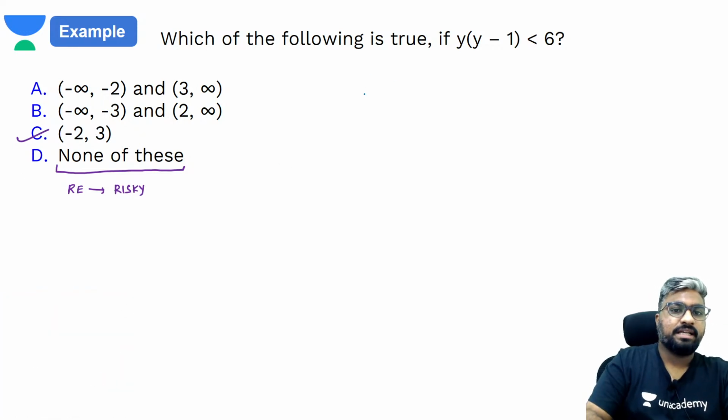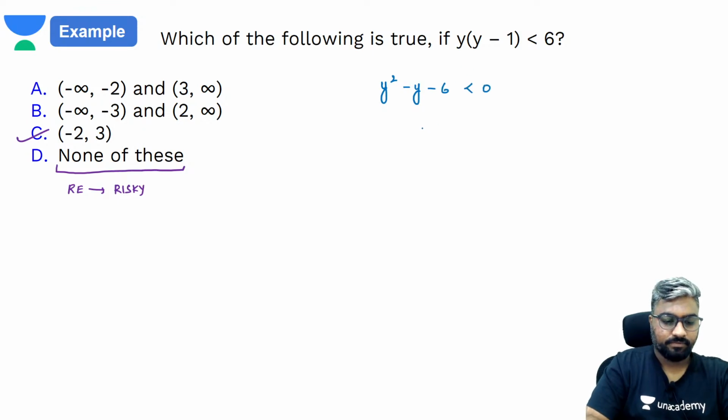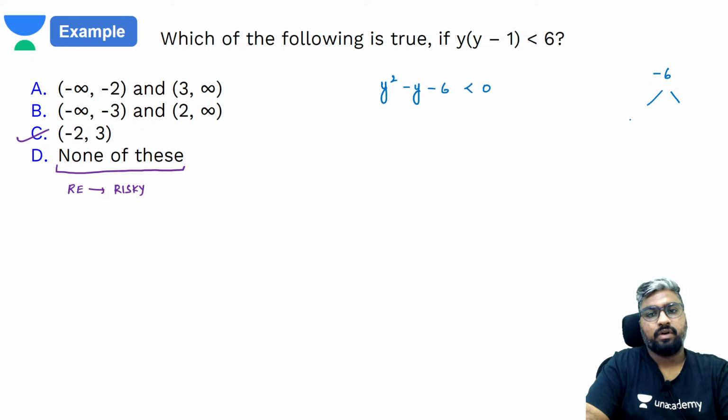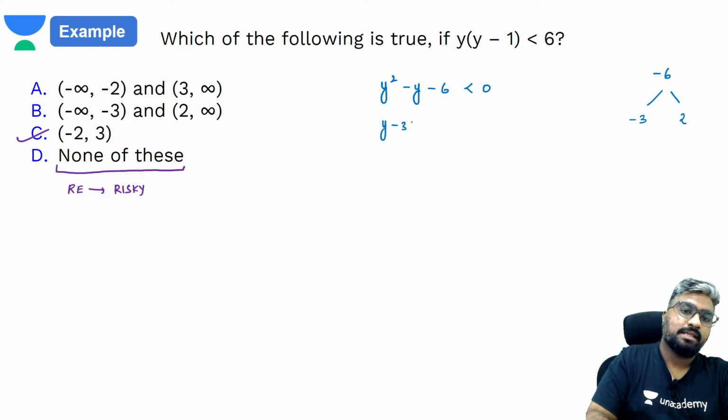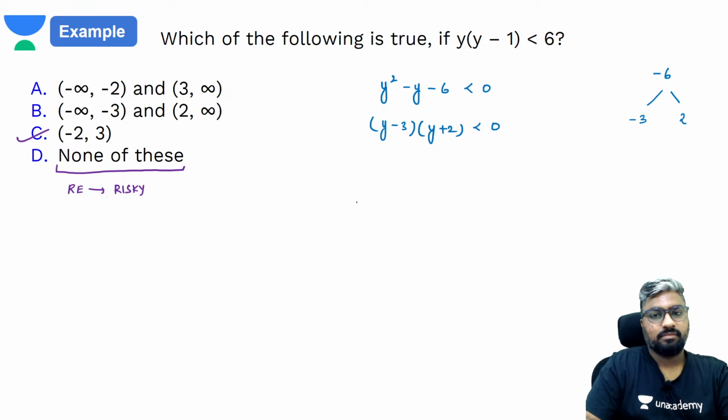We'll do it first using the traditional method. So y into y is y square, y into minus 1 is minus y. I will bring the 6 to the other side. y square minus y minus 6 is less than 0. Minus 6 should be the product, sum should be minus 1. So what would it be? Minus 3 and 2. So you have y minus 3 into y plus 2 less than 0. Make sense?